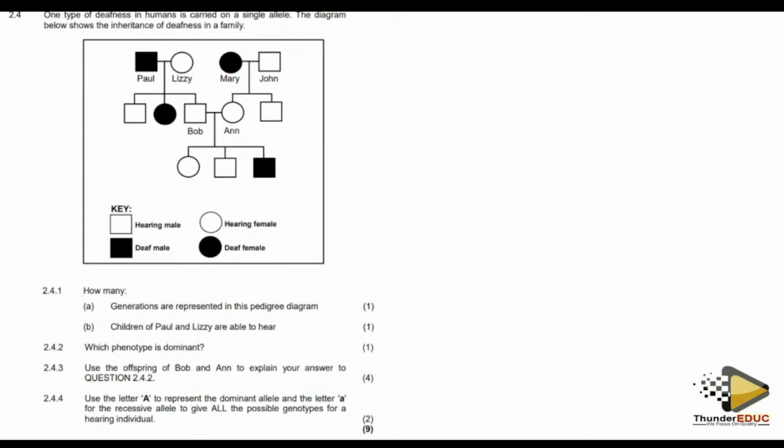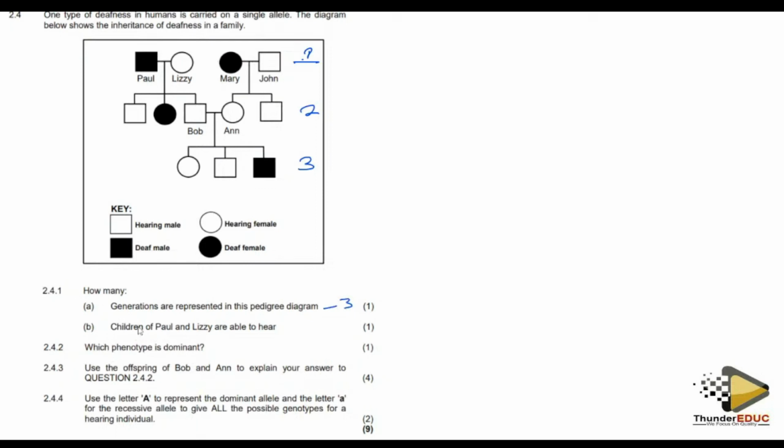Just a moment. Okay. It's locked. All right. They are saying, how many generations? We have seen this question before. This is the first generation. This is the second generation. And this is the third generation. So this pedigree diagram is showing three generations.